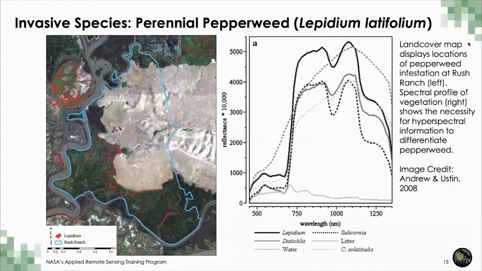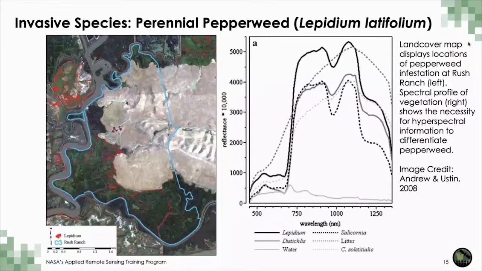So here's a map that identifies the location of pepperweed in red for one of the study sites examined called Rush Ranch. At Rush Ranch, most pepperweed occurs in a band along the marsh margin. However, pixels of pepperweed were also identified within the marsh proper, and these detections were confirmed using aerial photographs.